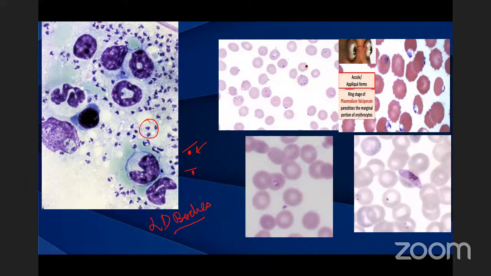Apart from that, always remember the rings. If you see multiple rings, it is falciparum, whereas if you see one thick ring, it is usually vivax. If you see these accole forms, accole means when the nucleus is at the periphery of the ring like this, these are called accole forms.